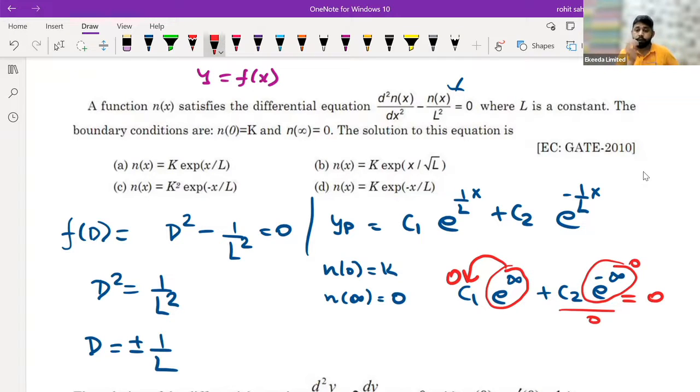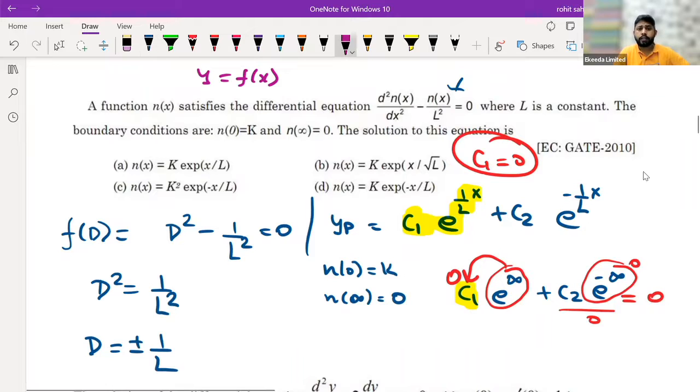Fine. I'll just repeat once again. If we take the case of x tends to infinity, e to the power of minus infinity is a finite value, e to the power of infinity is infinite value. So the only case where your sum will be 0 is when your coefficient of the first term is 0. Like that term will not exist itself. This term should not exist here. And that is possible only when your C1 becomes 0. That means that your case looks like this.